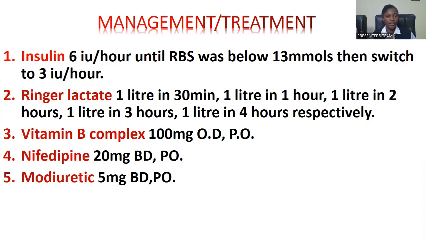Insulin was administered 6 international units per hour until random blood sugar was below 13 millimoles, then switched to 3 international units per hour. Ringer's lactate, 1 liter in 30 minutes, 1 liter in 1 hour, 1 liter in 2 hours, 1 liter in 3 hours, 1 liter in 4 hours, respectively. Vitamin B complex, 100 milligrams once daily per oral. Nifedipine, 20 milligrams 12 hourly per oral. Moderatic, 5 milligrams 12 hourly per oral.